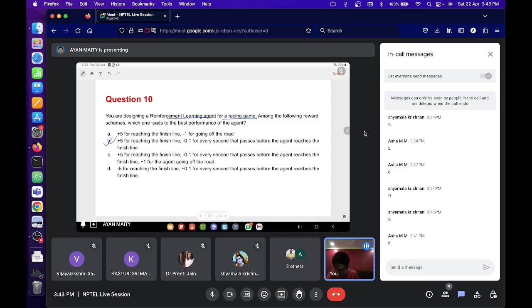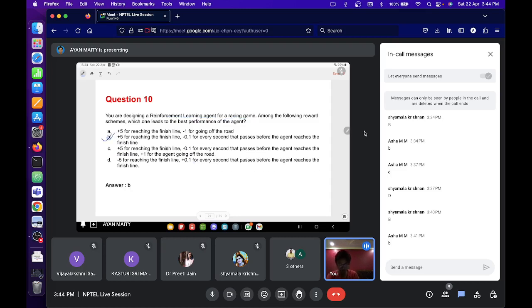Option C also has these two rewards, but this +1 for the agent going off the road is not correct. It should have been a negative reward, because if it goes off the road, it should not get a reward, it should get a penalty. So this third one is not right. From that point of view, B is correct: it should receive a positive reward for finishing the race, and it should get a very small negative reward for every second that passes before it reaches the finish line. So option B is the correct answer.